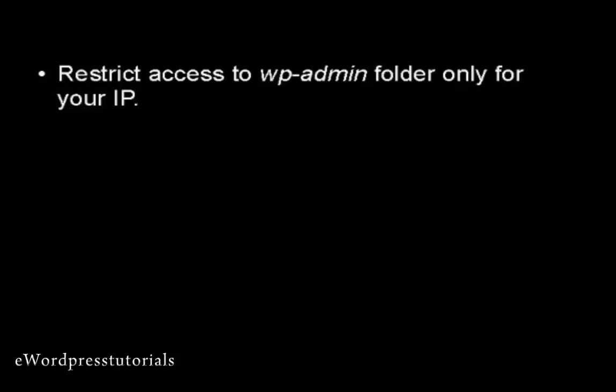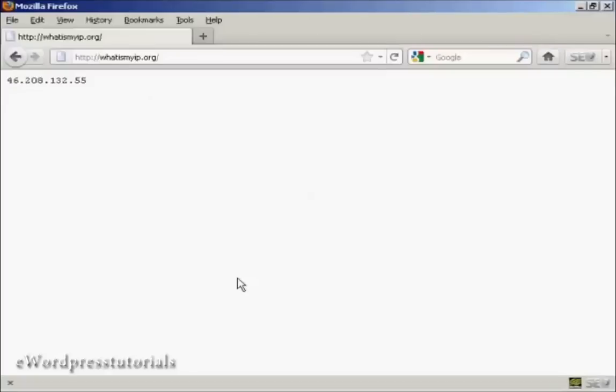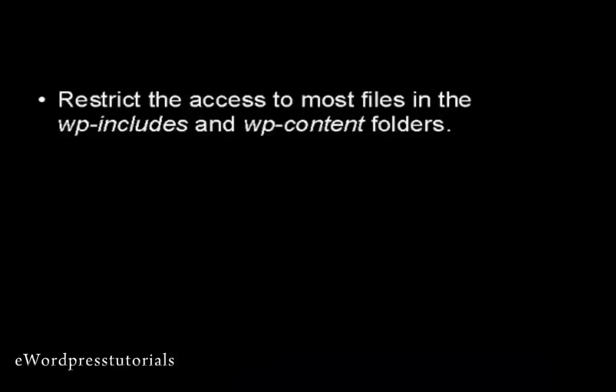Another thing you should do is restrict access to the wp-admin folder to only your IP address. You can easily do this by placing a .htaccess file in the wp-admin folder containing these lines. You want it to say deny from all, then you have a blank line, and then you say allow from, and you put your IP address in there. You can see what your IP is at this URL, which is whatismyip.org.